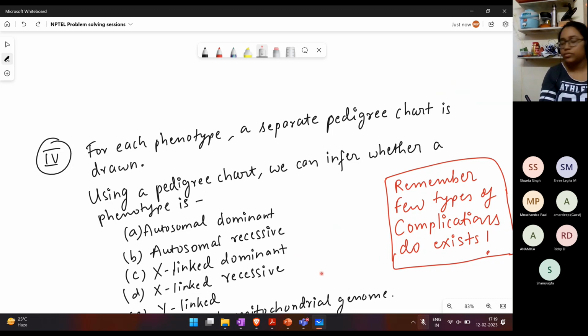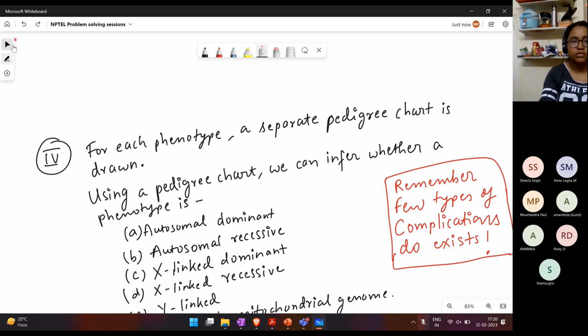So for representing each phenotype, whether it is a disease or a phenotype that is not affecting the survival, we have to draw a separate pedigree chart. The same pedigree chart won't work. You can't show the feature of rolling tongue as well as the feature of skin color, which is a skin disorder maybe, in the same pedigree chart. These two phenotypes have to be shown in two separate pedigree charts.